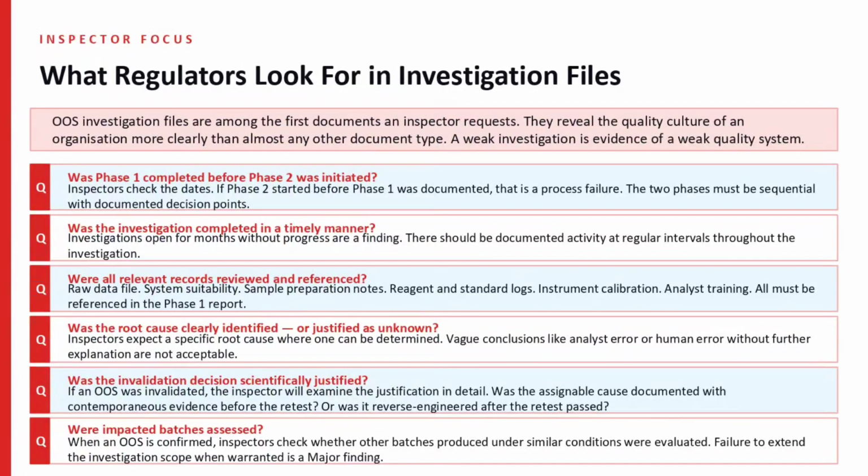Fifth, if an OOS was invalidated, was the invalidation scientifically justified with contemporaneous evidence? This is the question inspectors ask most carefully. Was the assignable cause identified before the retest was conducted? Or does the timeline suggest that the retest was performed first and the reason was invented afterwards?